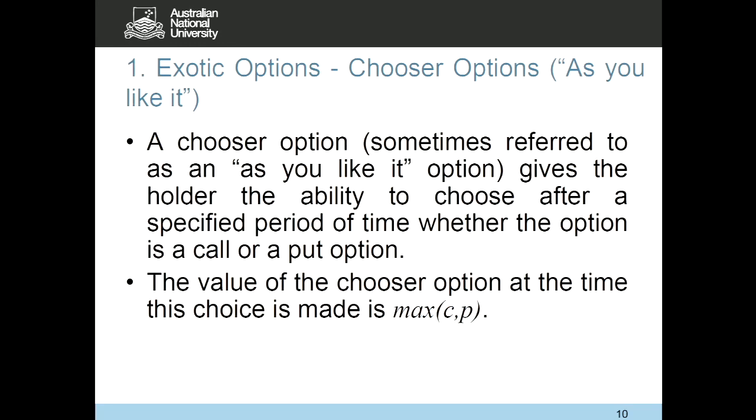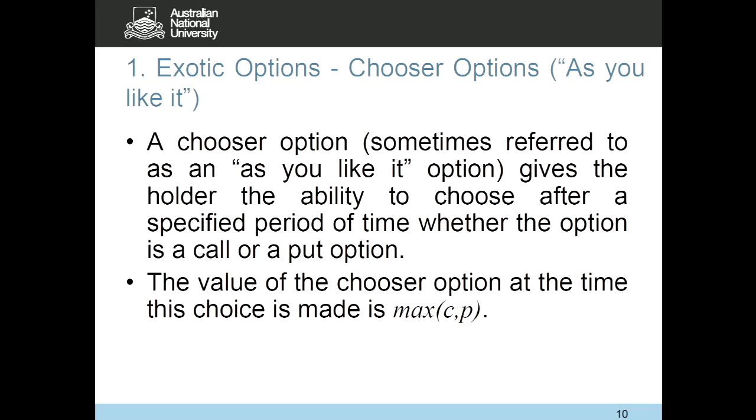Okay, another type of exotic option is the chooser option. Alternatively, it is known as the you-like-it option. All right, so with the chooser option, you have a generic option. At some point in the future, you decide what kind of option it is going to be, whether it's going to be a call or going to be a put. Okay, so let's think about it. Would a hedger ever want to buy a chooser option? What kind of trader is interested in buying chooser options?